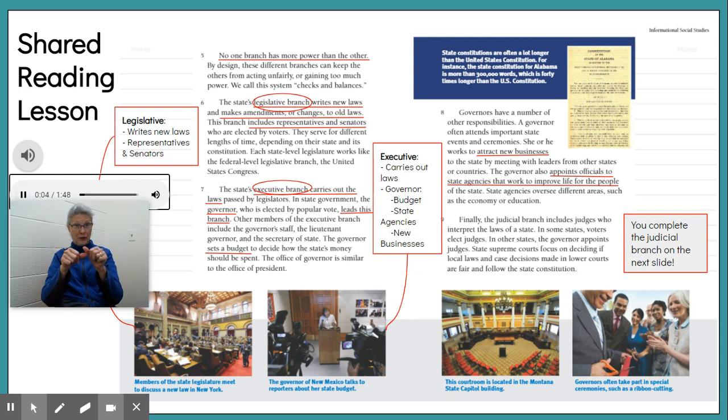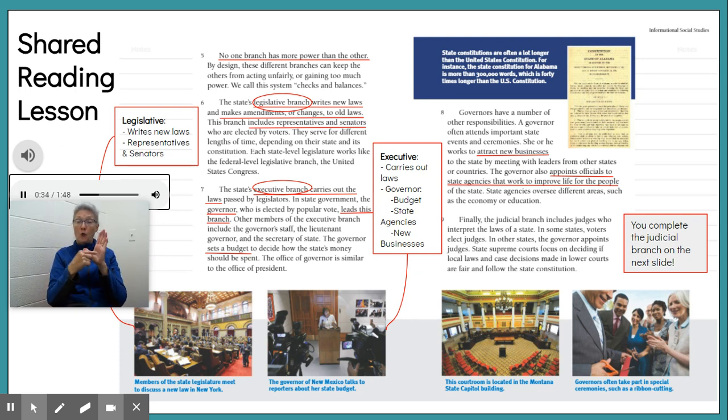Continuing on that section of the 3 branches of government, first off they're talking about the legislative branch. So I circled legislative branch and I underlined a few things. They write new laws, and they make amendments or changes to old laws, and they include representatives and senators. So off to the side in that box, I just wrote a few in my own words: write new laws, representatives, and senators.